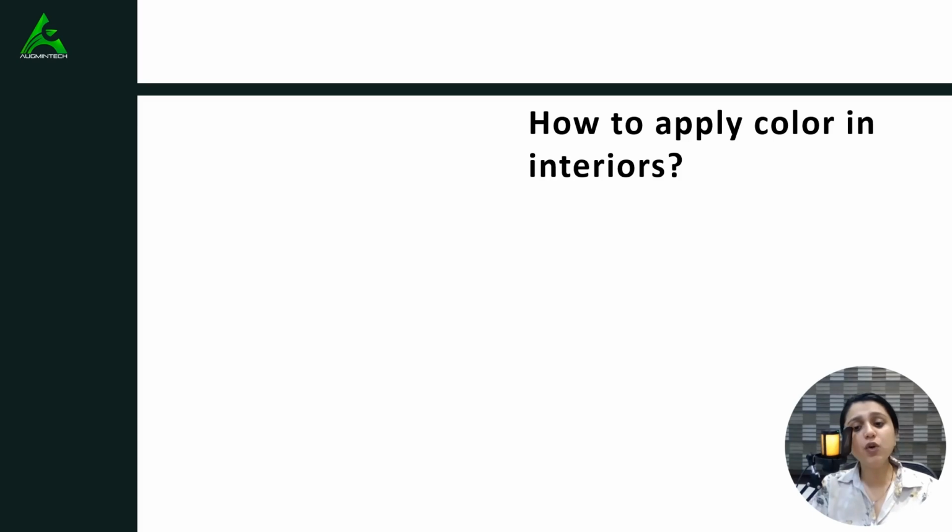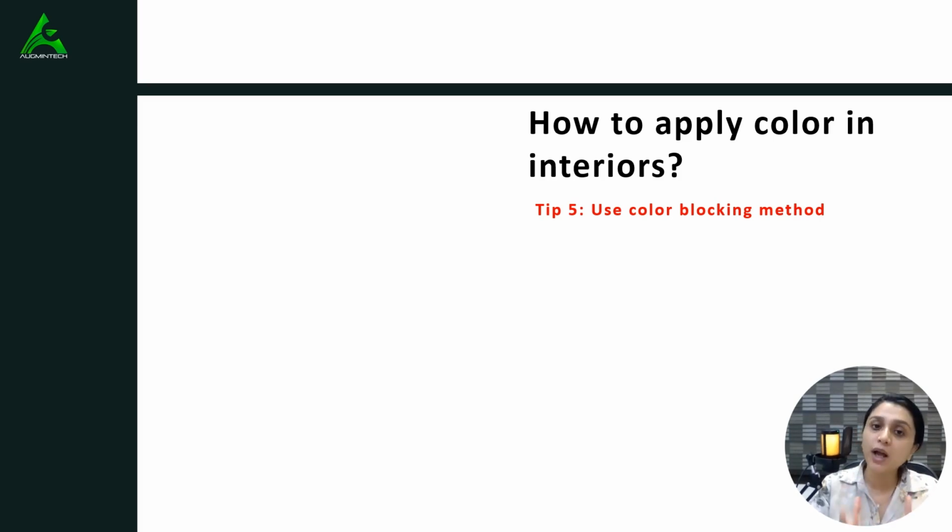Now, if you are someone who's big on colors, who likes to experiment with colors, this tip is for you. You can use the color blocking method. Now, what is the color blocking method? The color blocking method refers to the technique where we use certain elements or certain zones in a space and we color them in one theme.